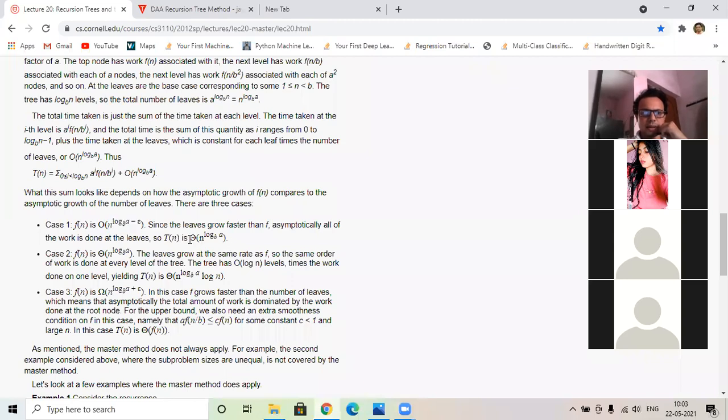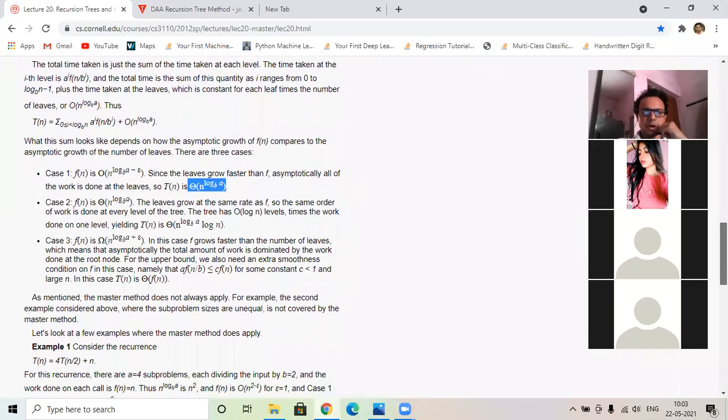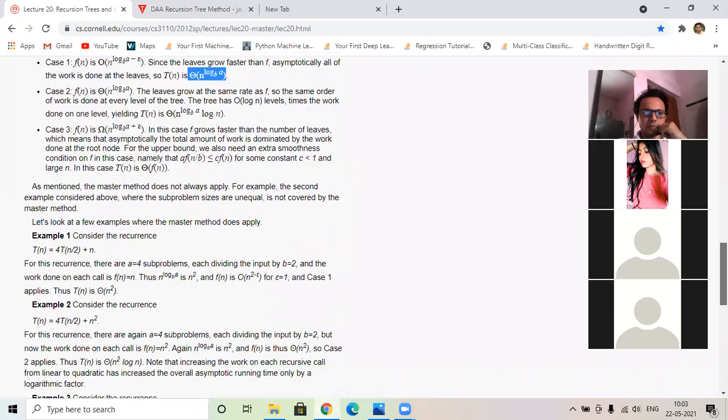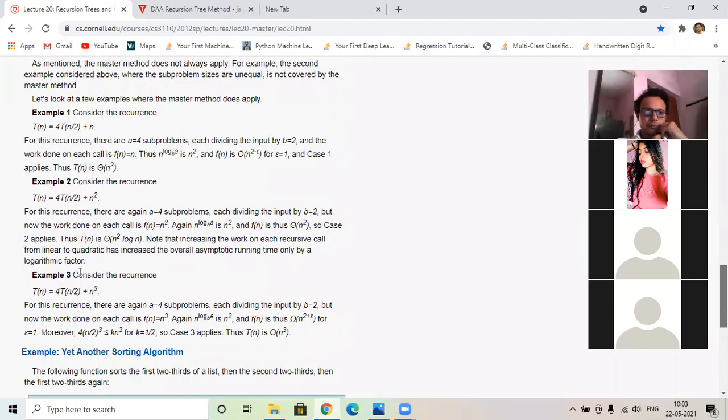So obviously the time complexity here will be n to the power log A base B, that means n to the power log 4 base 2, which means n square. Okay? Now let us come to case 2.